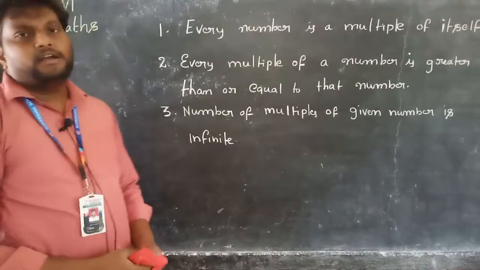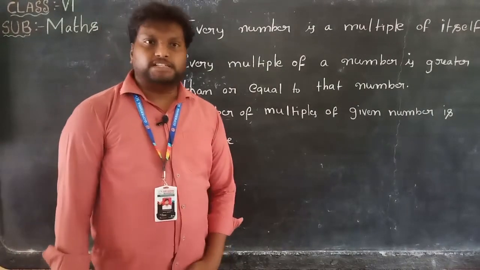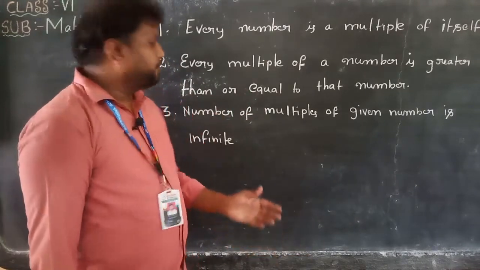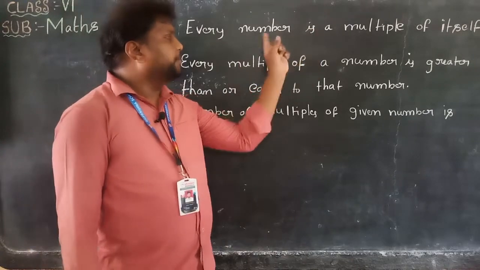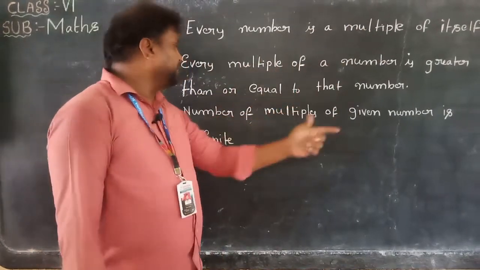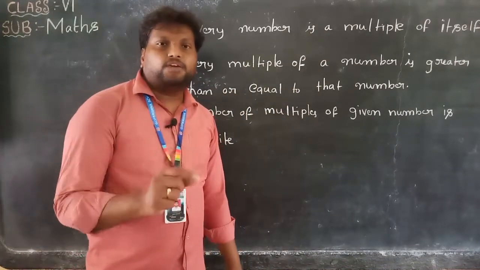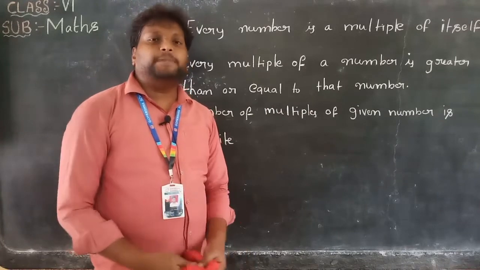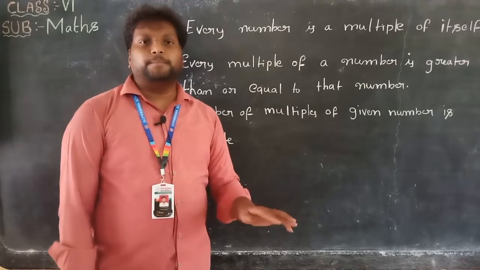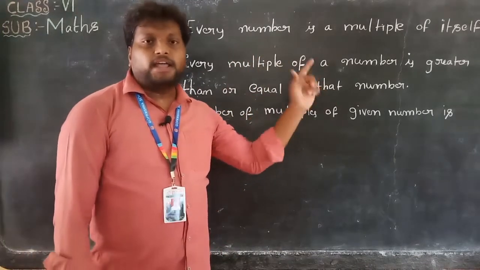I repeat once again: 1 is a factor of every number, and every number is a factor of itself. Every number is a multiple of itself. Same as that, every multiple of a number is greater than or equal to the number. Multiples will come equal or greater than; factors will come equal or less than.